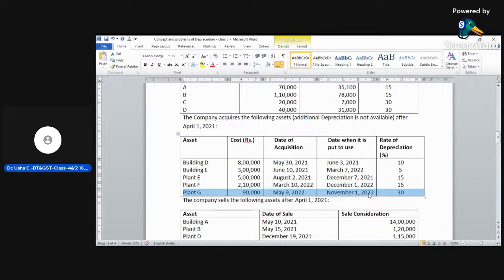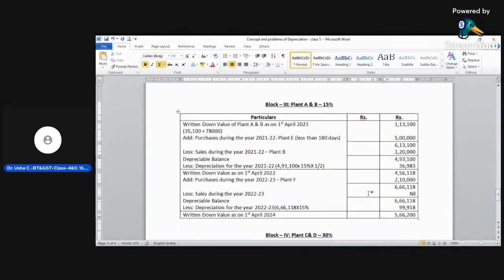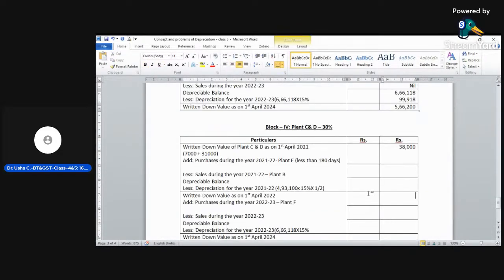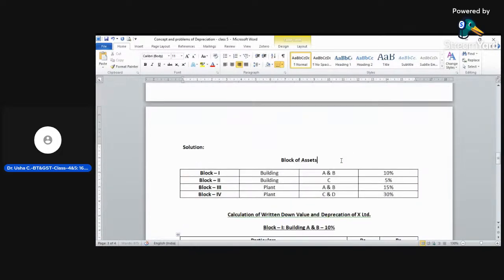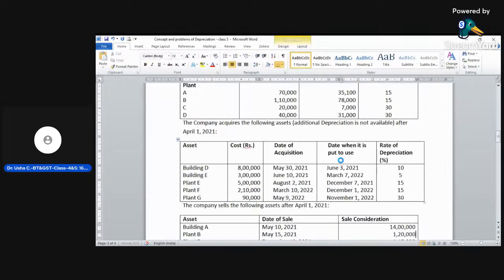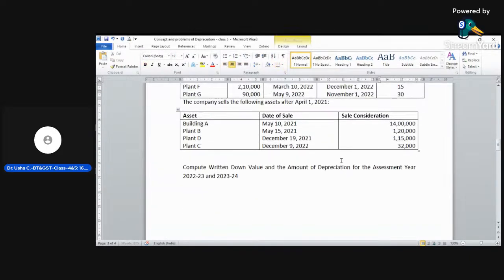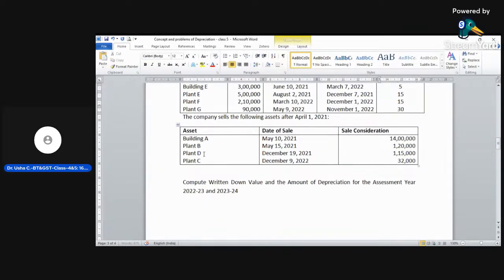Purchases during the year of plant G, but not in the year 2021-22, it is in the year 2022-23 at 30%. So purchases during 2021-22 is nil. Total is 38,000. Sales during the year 2021-22. Let us look into the sales during the year. Look at here, sales during the year, there is a sale of plant D as well as plant C.